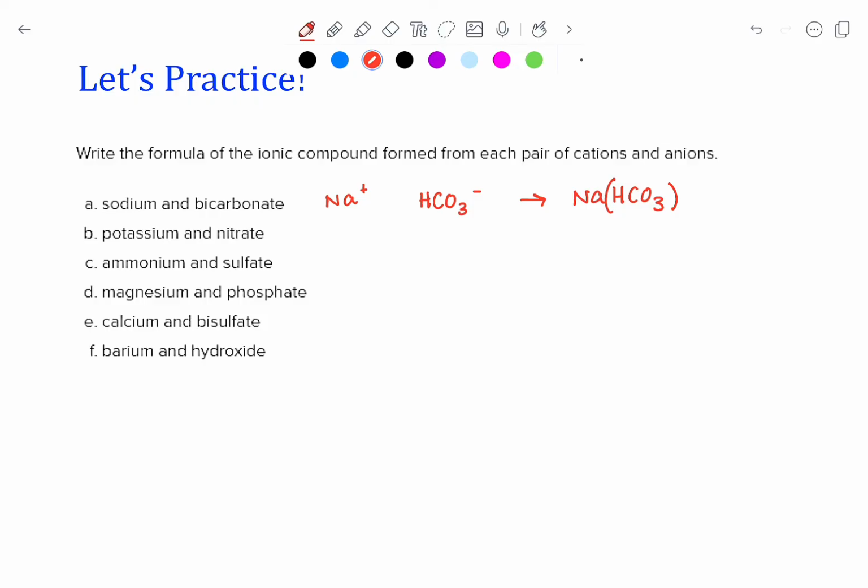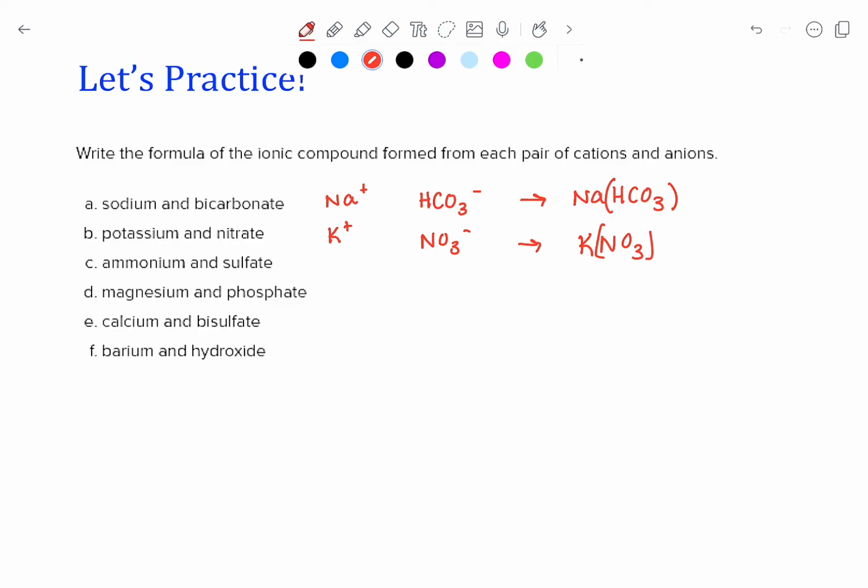Next up, we have potassium and nitrate. Potassium we worked with before. That has a 1+ charge. Nitrate we've worked with in our past few examples. That's NO3-. So those have equal but opposite charges, so they combine in a 1-to-1 ratio. So we get KNO3. We could put that in parentheses as well if it's easier to see that polyatomic ion together.